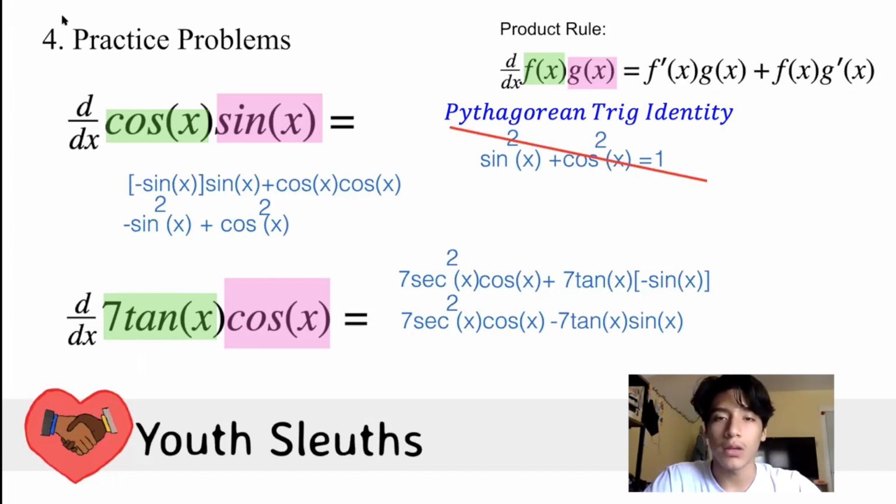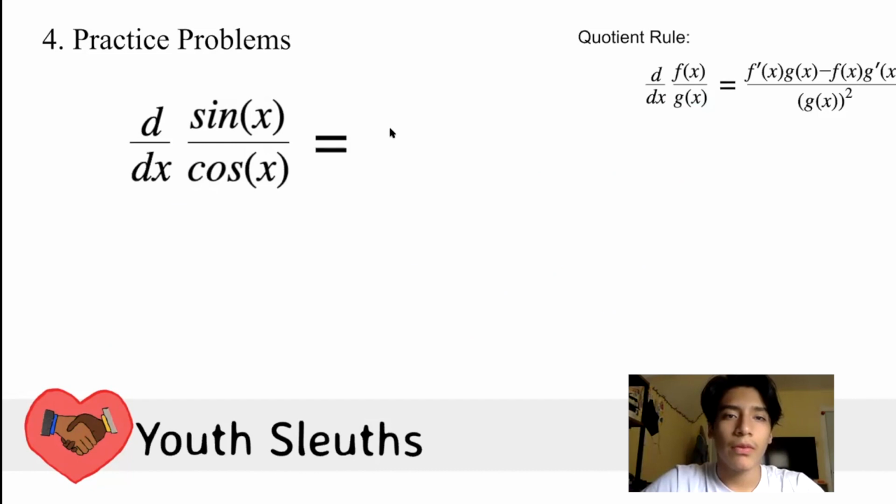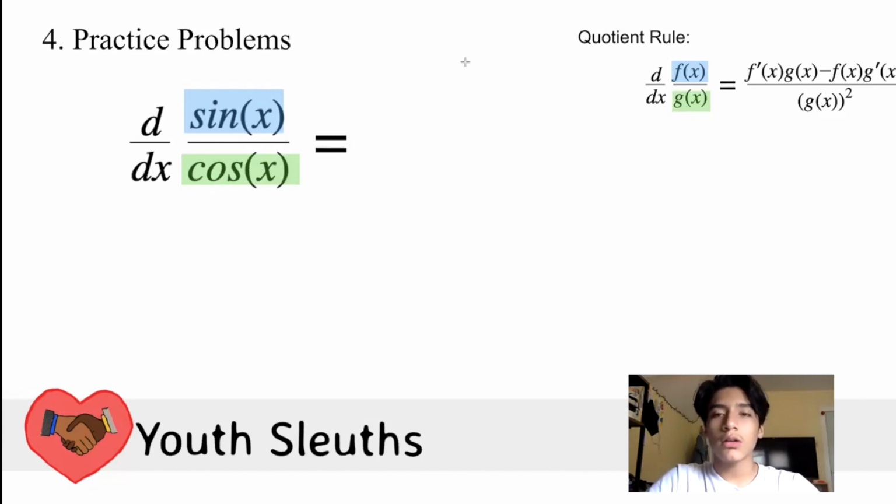Next, we will be using the quotient rule. All right, guys. For this one, we're going to use quotient rule. Remember, we learned that with George. So the first problem we have here is we are going to be using sine of x as f of x and cosine of x as g of x. So go try it on your own, pause me, and when you're finished, come back.